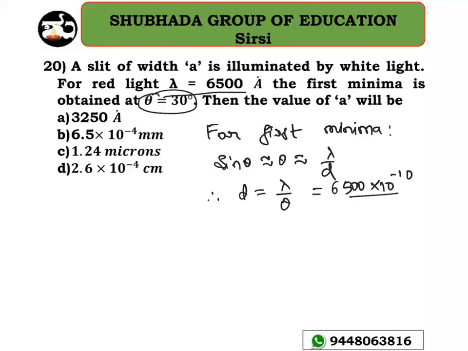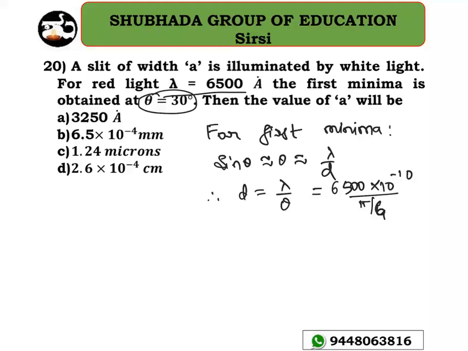30 degree is pi by 4 radians, right? It is not pi by 4, actually, it must be pi by 6, right? It must be pi by 6, okay.